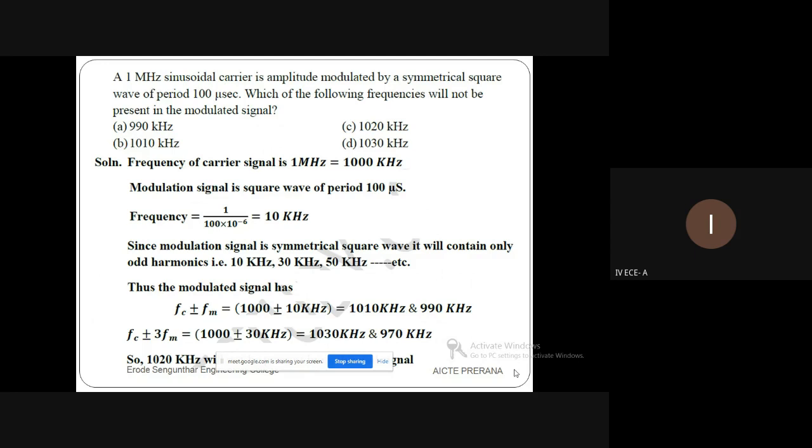From the question, the frequency of the carrier signal is 1 megahertz, which is nothing but 1000 kilohertz. The modulating signal is a square wave of period 100 microseconds, from which we can find the frequency of the modulating signal as 10 kilohertz. Since the modulating signal is symmetrical, it contains only odd harmonics, that is 10 kilohertz, 30 kilohertz, 50 kilohertz. So the modulated signal has Fc plus or minus Fm, which is 1000 plus or minus 10 kilohertz, so you get 1010 kilohertz and 990 kilohertz. Fc plus or minus 3 Fm gives 1000 plus 30, 1030 kilohertz, and 970 kilohertz. So 1020 kilohertz will not be present.